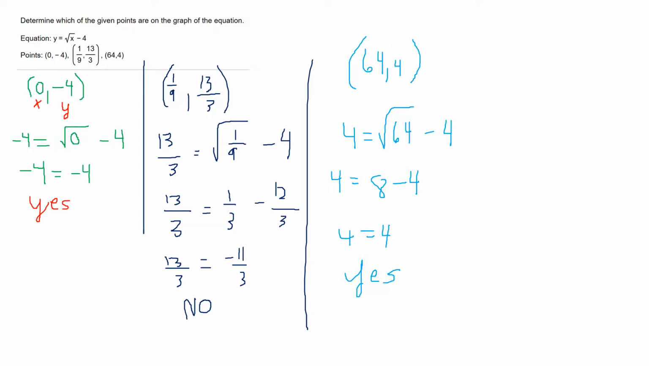So out of the 3 points, 2 of them were solutions. Two of the points are on the graph of the equation, the (0, -4) and the (64, 4). So we would type those two ordered pairs into MyMathLab.